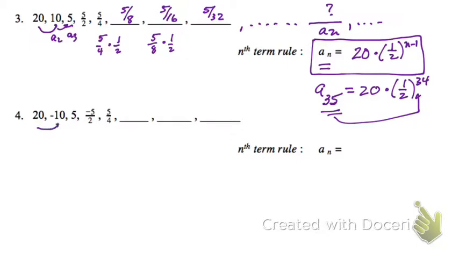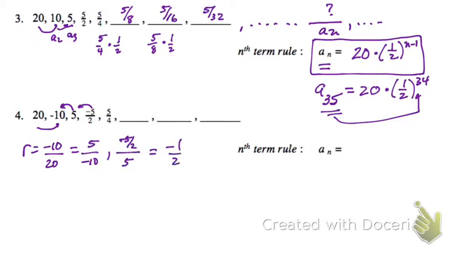Then if it's getting smaller, so we're dividing, but it's also alternating, well, what's our r value? Well, we could do -10 divided by 20. We could do 5 divided by -10. Again, it's any number in line divided by the number in front. Even these fractions, if we do -5/2 divided by 5, we will get -1/2. So again, we get the same answers, only they're alternating.